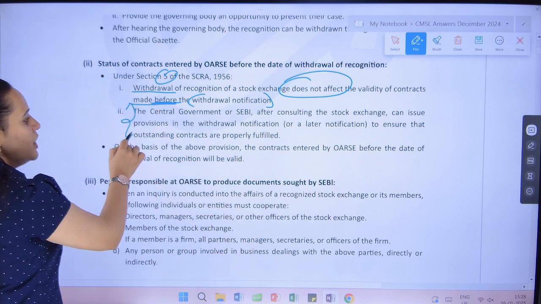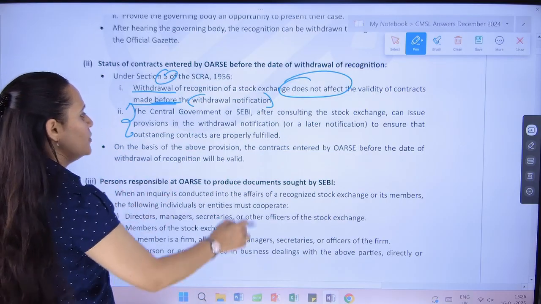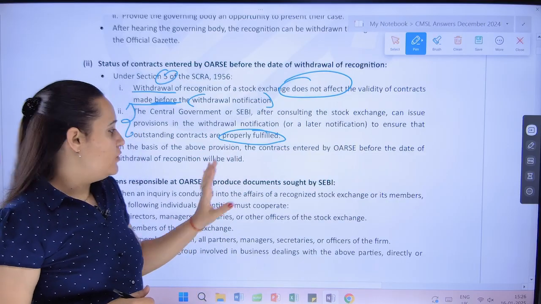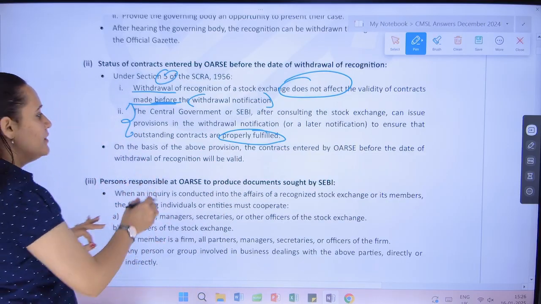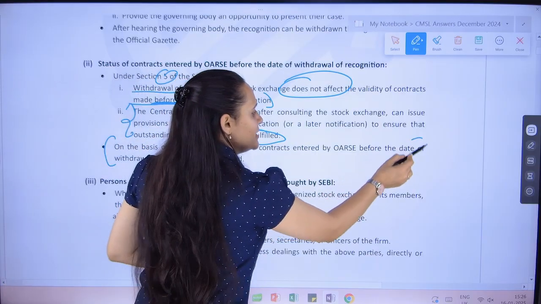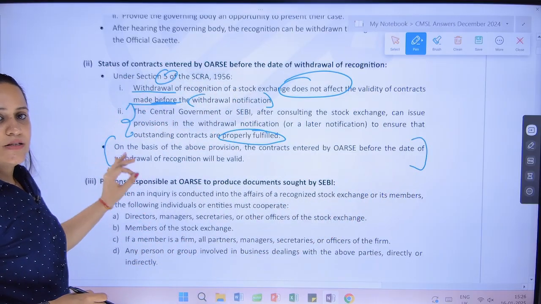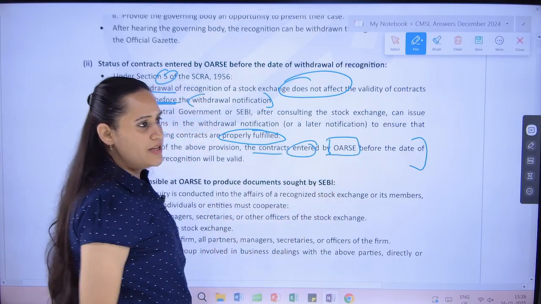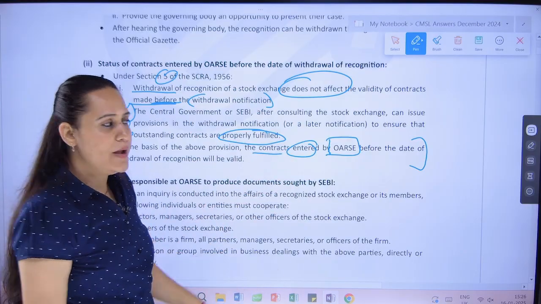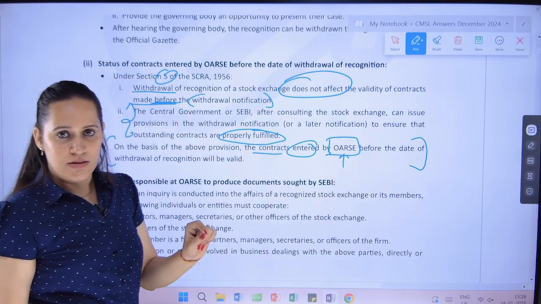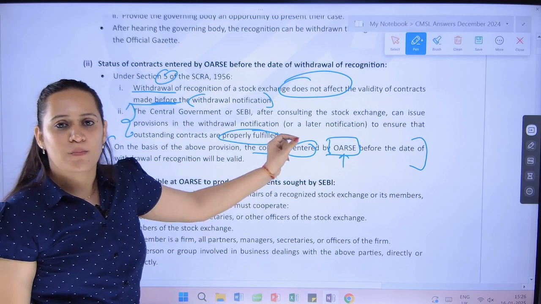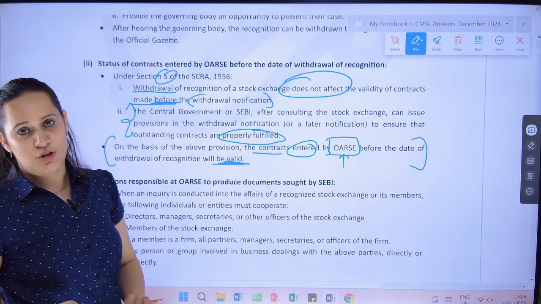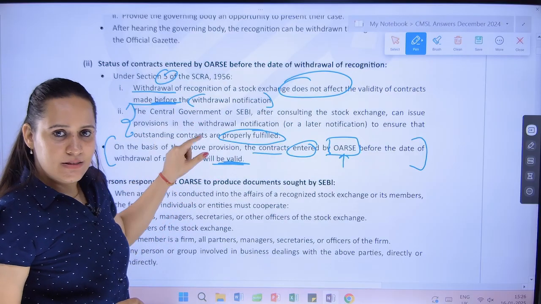And for that reason, we are going to give some time so that you ensure all your existing commitments are properly fulfilled. On the basis of the above mentioned provision, the contracts entered into by the stock exchange are valid. This is very important for the presentation aspect: mention the name that is provided in the question paper to give a personal touch to your answers. So, here the contracts entered into by the stock exchange before the date of withdrawal are going to be valid. Give a conclusion of what can happen in the instant case.